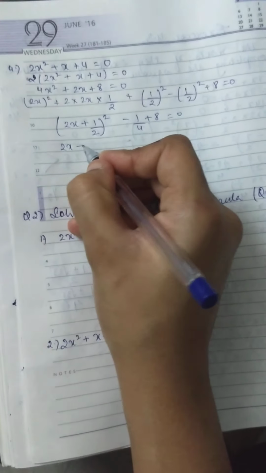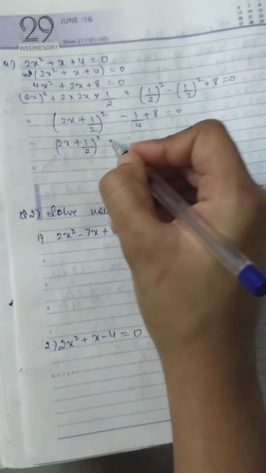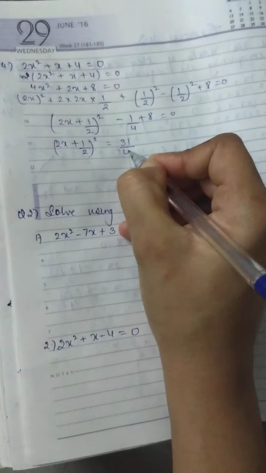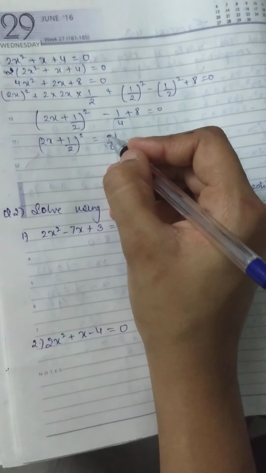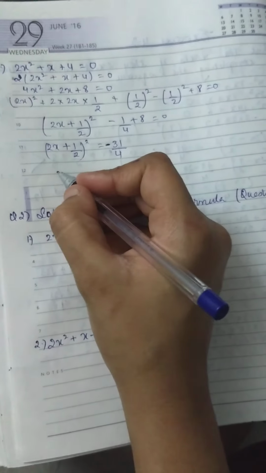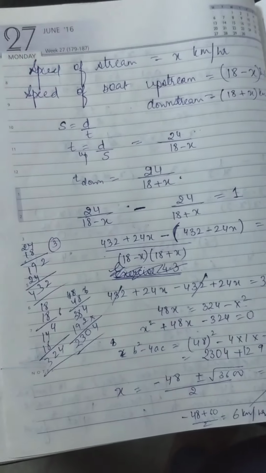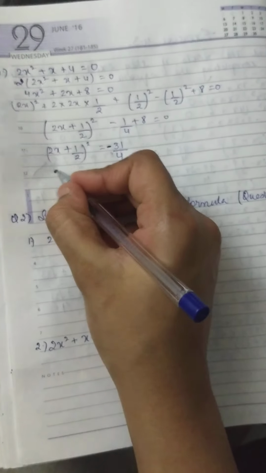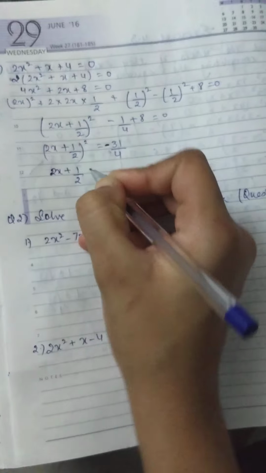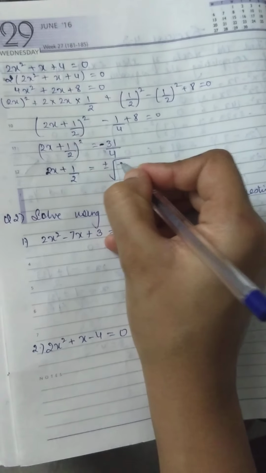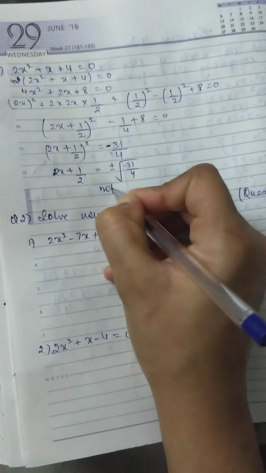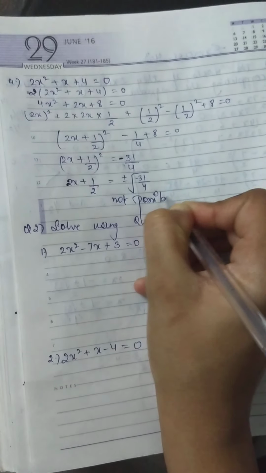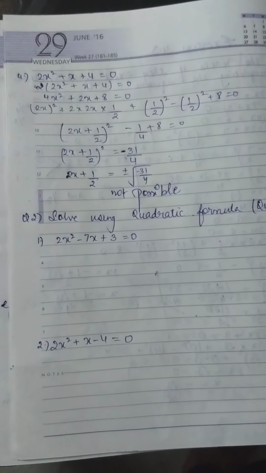So this becomes 2x plus half square is equal to minus 31 upon 4. So here 2x plus half is equal to plus minus root of minus 31 upon 4, which is not possible. So no roots are possible for this equation.